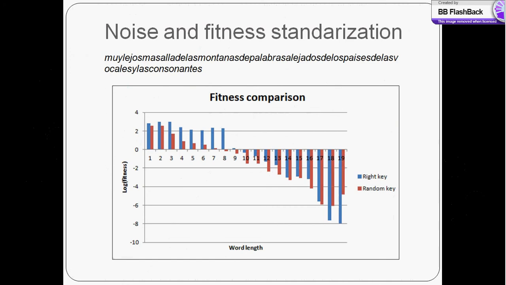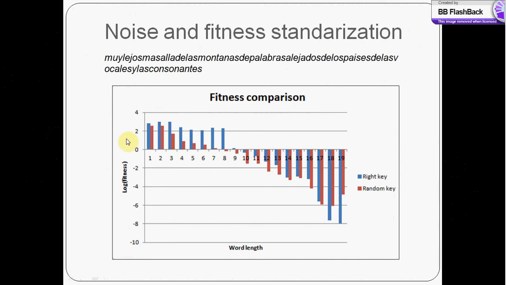So for the text that can be found on top, I have computed the total mark of the buffers of lengths between 1 and 19 for this text. I have represented the logarithm of this fitness. The blue ones belong to the right key, and the red ones belong to a totally random key. So as you can see, for very small words, the difference between the right key and the random key is not enough.